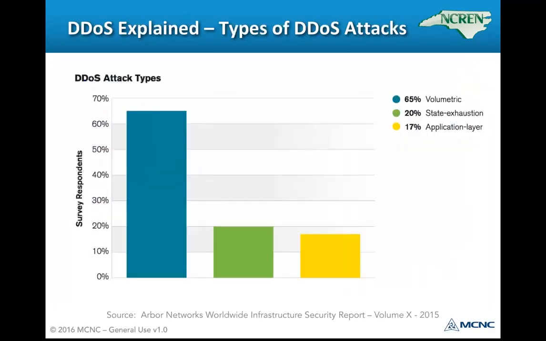And then within this same report from Arbor, they outline kind of what they've seen across the industry space in terms of the breakdown of those attacks. So 65% roughly fall into the volumetric category, 20% in the state exhaustion category, and 17% in the application layer category.